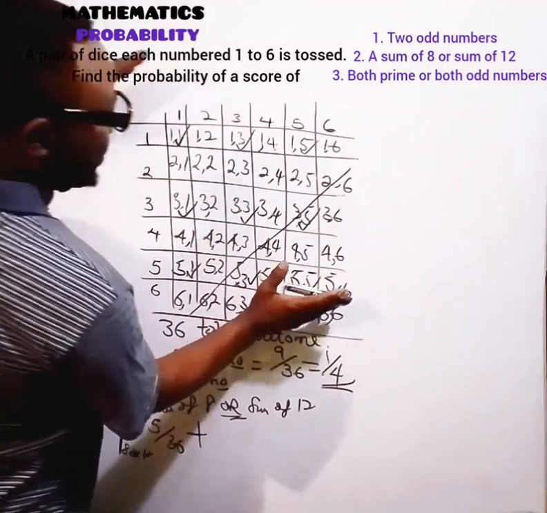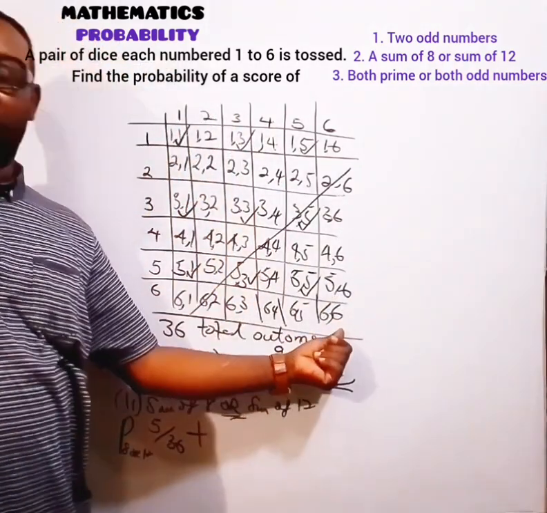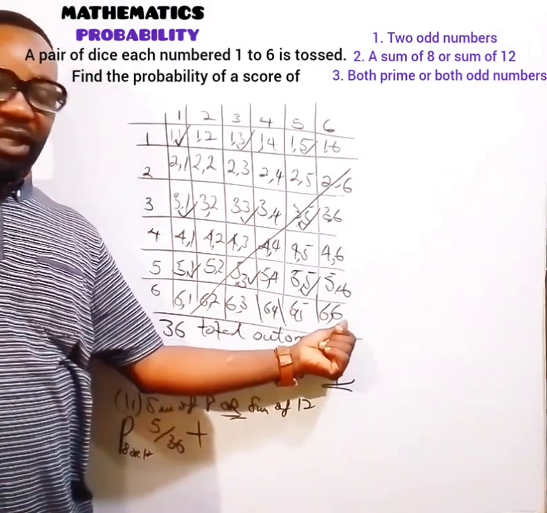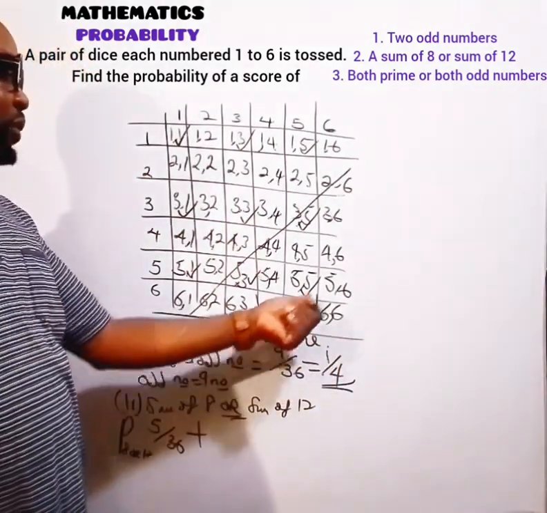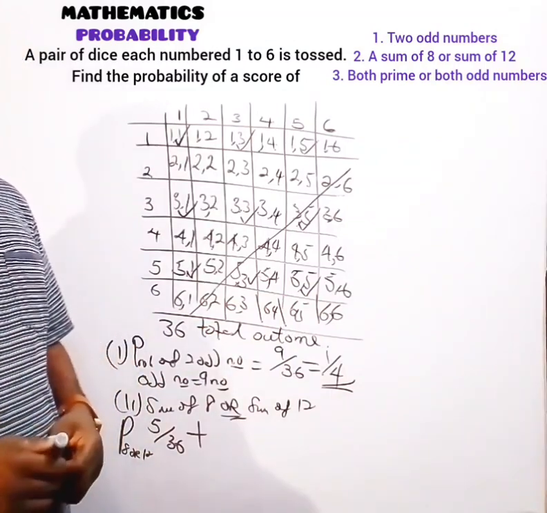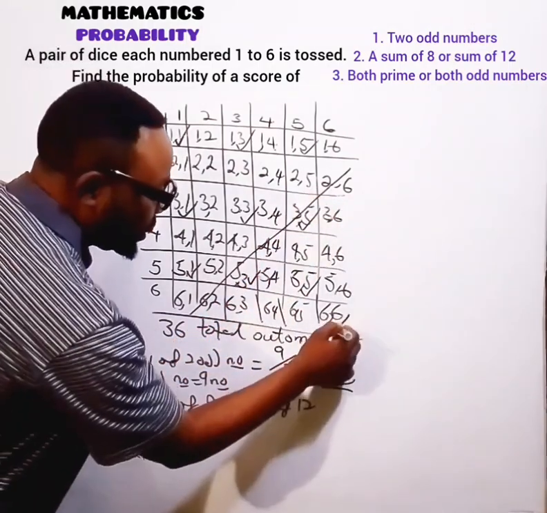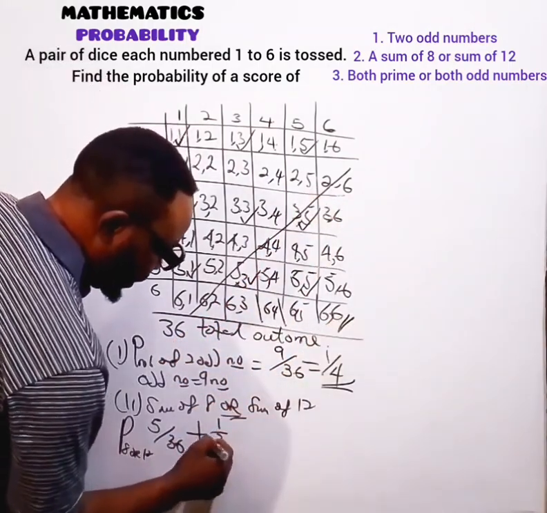If you look at all the numbers that we have here, none of them can sum up to 12 except the last number here, which is 6 plus 6, which is 12. Any other number cannot sum up to make it equal to 12. So in that regard, I pick this. This is just only one value. That is 1 over 36.